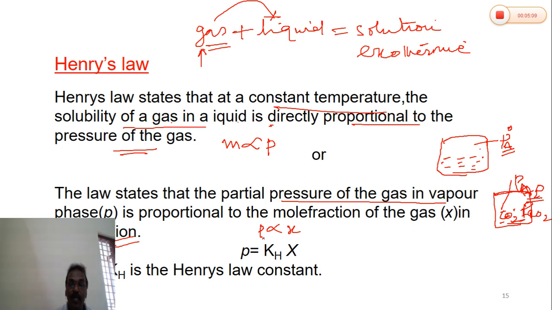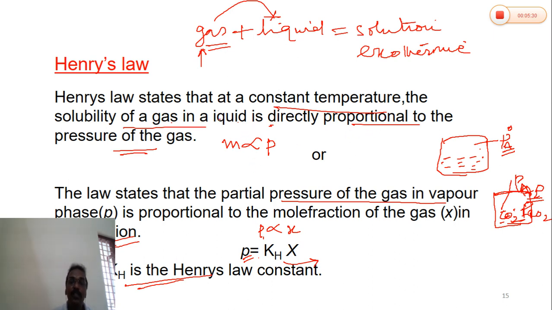Partial pressure of the gas in the vapor phase is proportional to the mole fraction of the gas in the solution. So we can write P is proportional to X, or we can write P is equal to a constant Kh into X, where the constant Kh is called Henry's law constant. This is Henry's law.